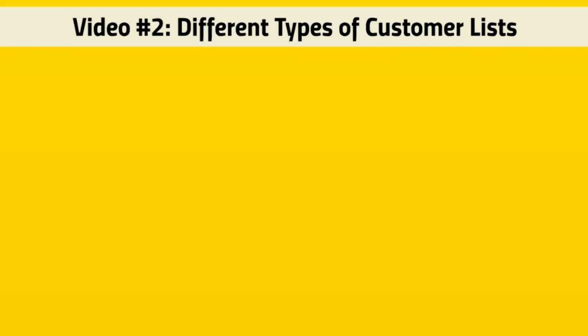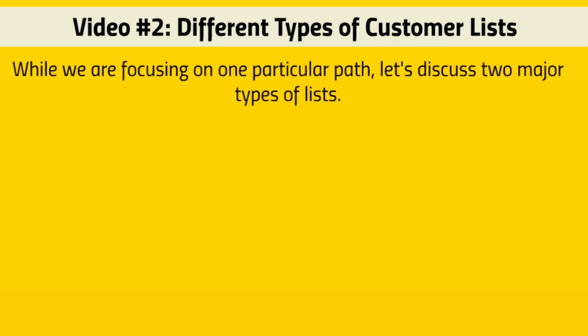Okay, so welcome back. This is video number 2, and we're going to talk about the 2 different types of customer lists. While we're focusing on just one particular path, I really want to talk about 2 major types of lists because I want you to get into that mindset of understanding why there are 2 different lists and why we are really focusing on just one particular one. So the 2 major ones are the free list versus the customer list.